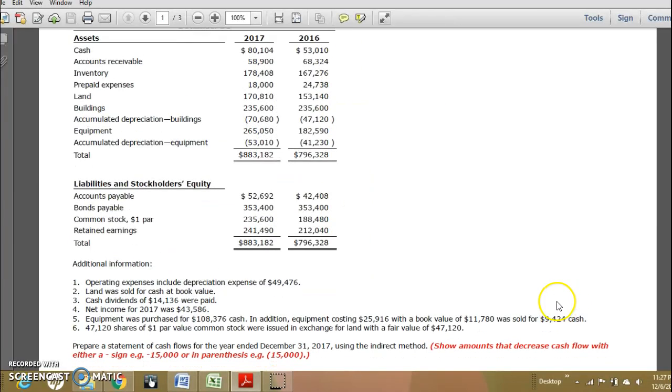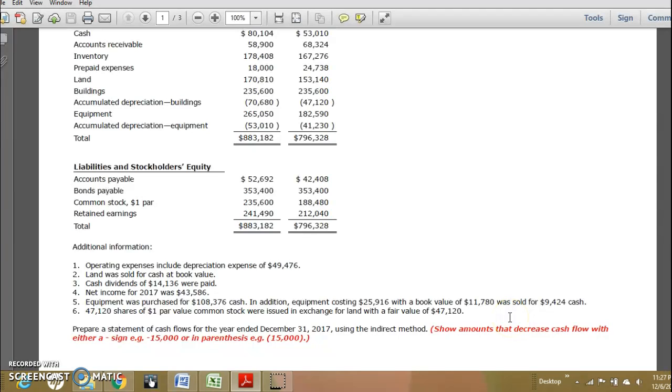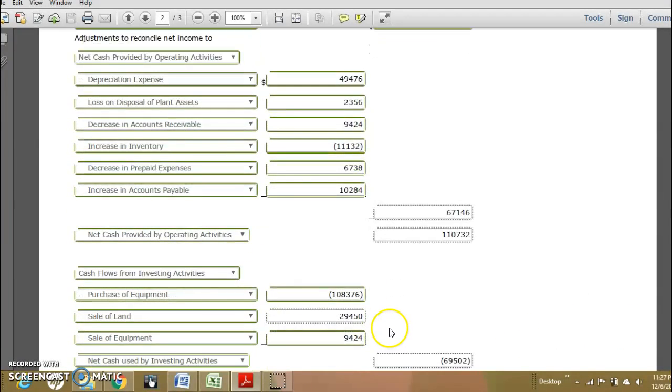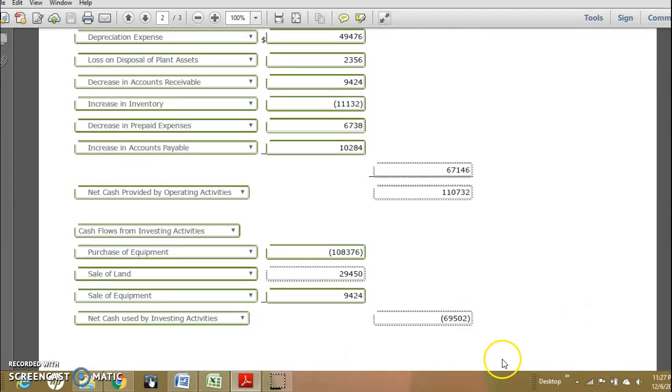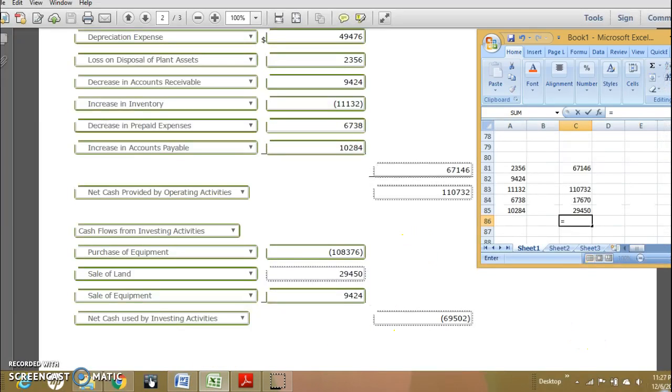Then we have the sale of equipment. This one too can be found in the additional information, which is this number, 9,424. I just input it there, 9,424. Now we can find the total of these numbers. What I did was take the 108,376, then subtract the 29,450, and then subtract the 9,424. So the total is 69,502.